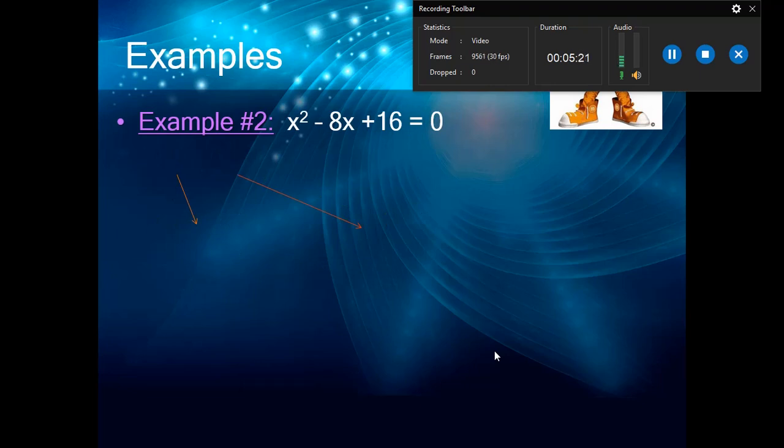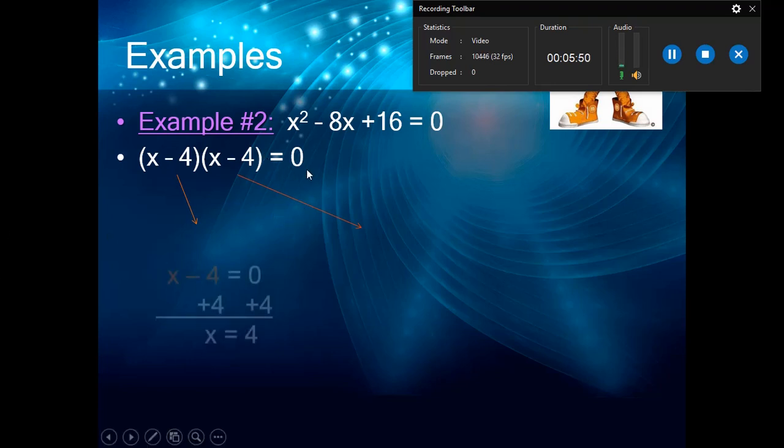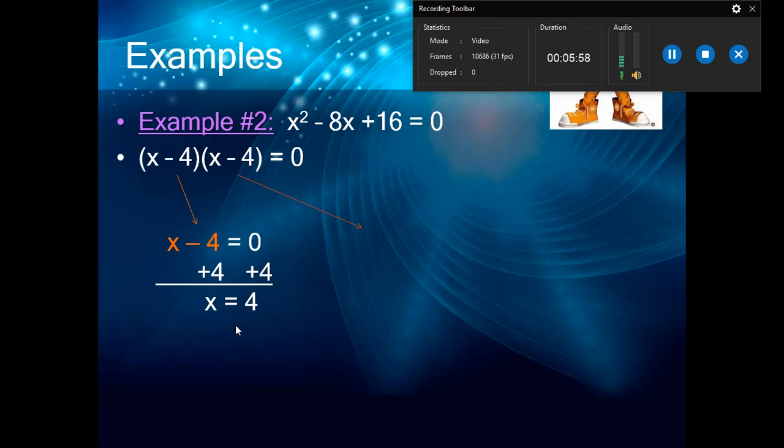Moving on to example number 2, again, I'm looking for a greatest common factor. And right now I don't see one. So I'm going to start by coming up with factors that will multiply to 16 and add up to -8. So we have 1 and 16, 2 and 8, and 4 and 4. 4 and 4 is a great possibility, but both signs have to be negative to achieve a -8. And don't forget, we are set equal to 0. Now, I'm going to set the first binomial equal to 0, and I'm going to solve and see that one of my solutions is at x equals +4.